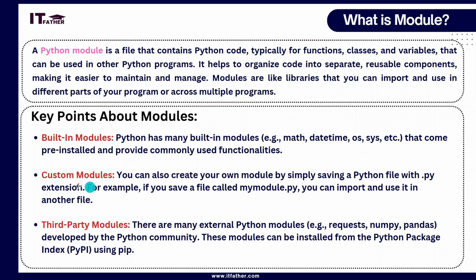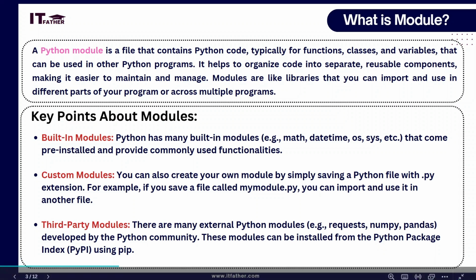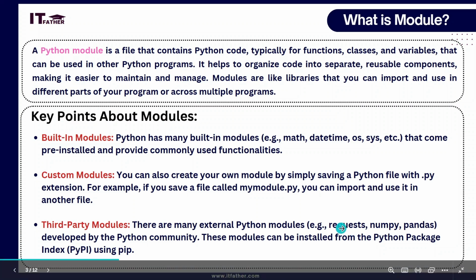Second is custom module. Custom module means we can create our own module by simply saving a Python file with the .py extension. For example, if you save a file called mymodule.py, then we can import this and use it in another file. I will tell this also. And third party modules: many other external modules are available like numpy, pandas, requests, which are developed by the Python community, which we can install separately as and when required.